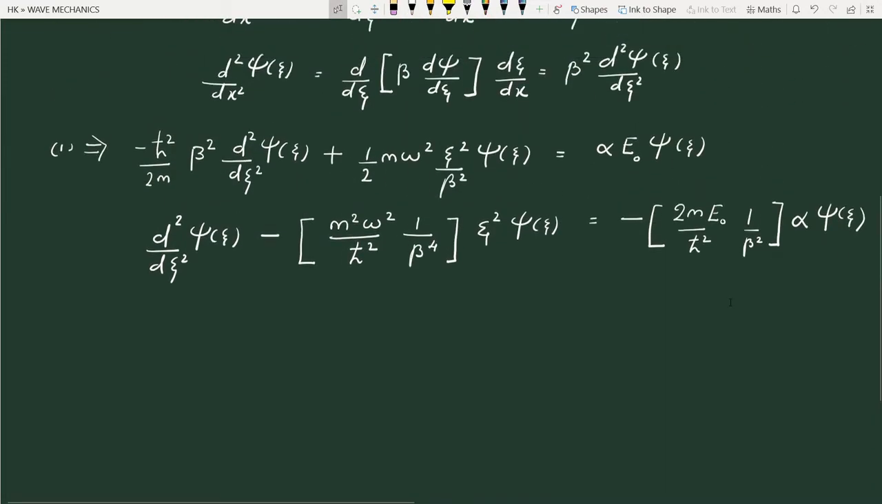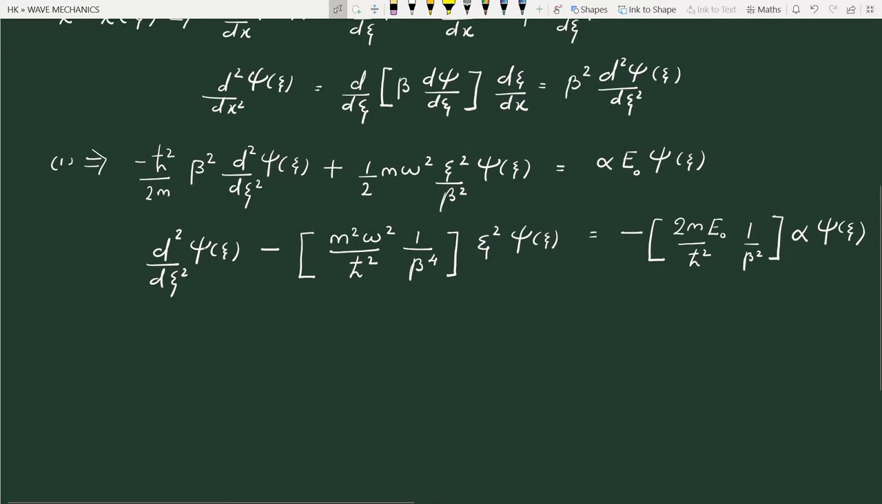Let us see. Now look at this term, d square by d theta square of psi theta. Remember that theta is dimensionless. So this second derivative is now perfectly dimensionless. Psi is a function of the dimensionless variable theta, and differentiation is also with respect to theta. It's perfectly dimensionless. Now in the second term, I have put some quantities in the square bracket, right?